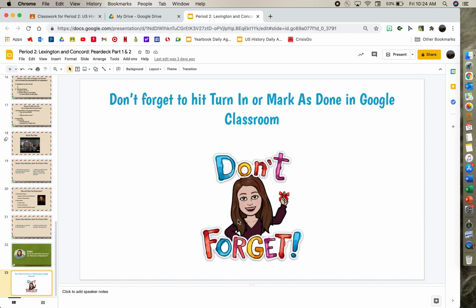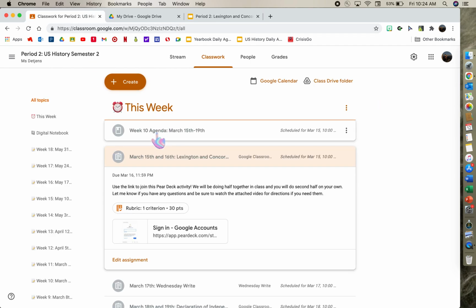And then once you get to this slide, it just means that you've finished all of them. So you have 23 slides total. Once you get to 23 out of 23, you know you're done. And then you just go back to this week and you press mark as done. But other than that, that's all you're doing for this Pear Deck Part 2.